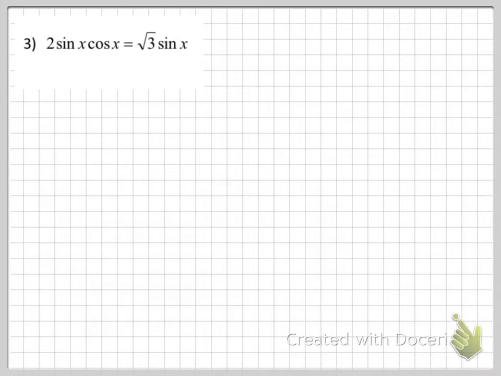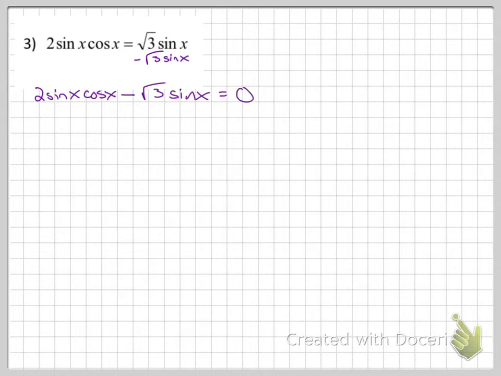Number 3. Okay, we've got sines and cosines on both sides of the equation. So we want to move everything to the same side. This is all one term, so I'm going to subtract it over to the other side. So I'll have 2 sine x cosine x minus the root 3 sine x to the other side. Make sure your root's not too long. And now it equals 0.